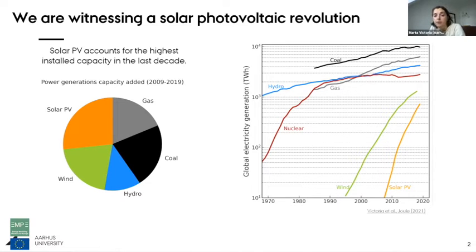If we take a look at the figure on the right, showing global electricity generation from different technologies, we can clearly see that coal, gas, nuclear and hydro are producing most of the electricity that we consume today, but also how wind, and in particular solar, is quickly appearing in this system. So we are seeing extremely fast changes in terms of solar PV contribution to global electricity generation.